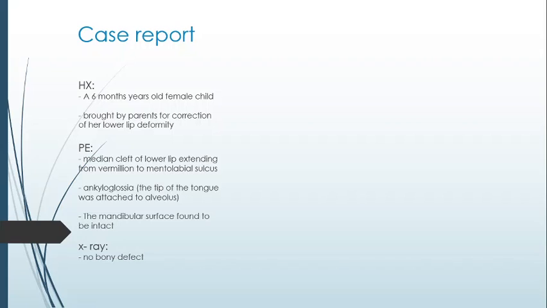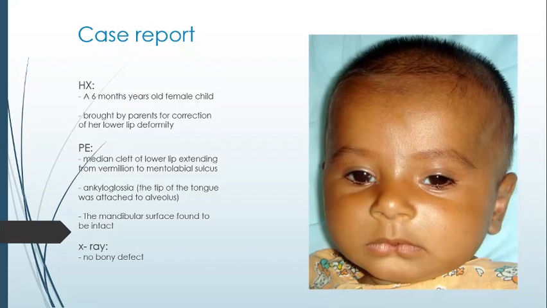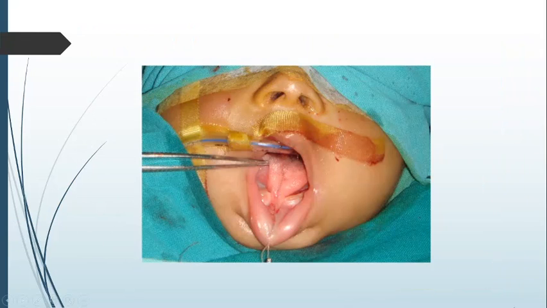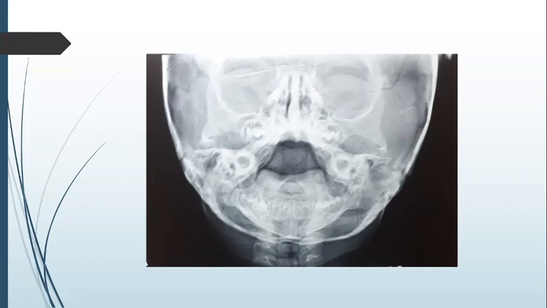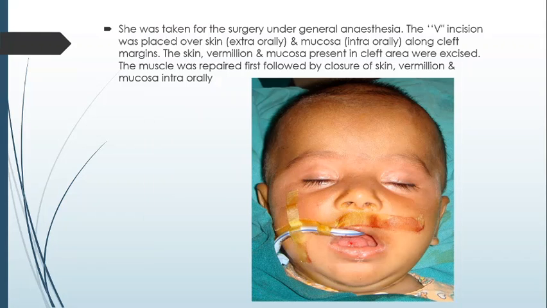Another case, a 6-month-old female child brought by parents for correction of her lower lip deformity. By physical exam, they found that she had a median cleft of the lower lip extending from the vermilion to the mentolabial sulcus, and intraorally there is ankyloglossia with intact mandibular surface. This is the ankyloglossia, and this is the preoperative radiograph.